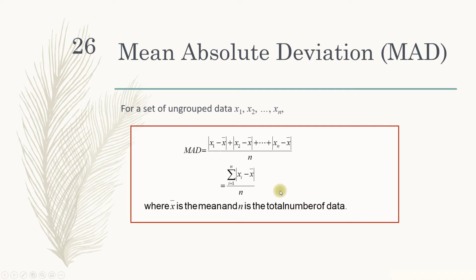There's another measure of dispersion that we call the mean absolute deviation. What is the mean absolute deviation? We'll start with it and then move on to the next one, which is the standard deviation. The mean absolute deviation, let's try to understand the concept first, all right? And then we'll get into the formula.